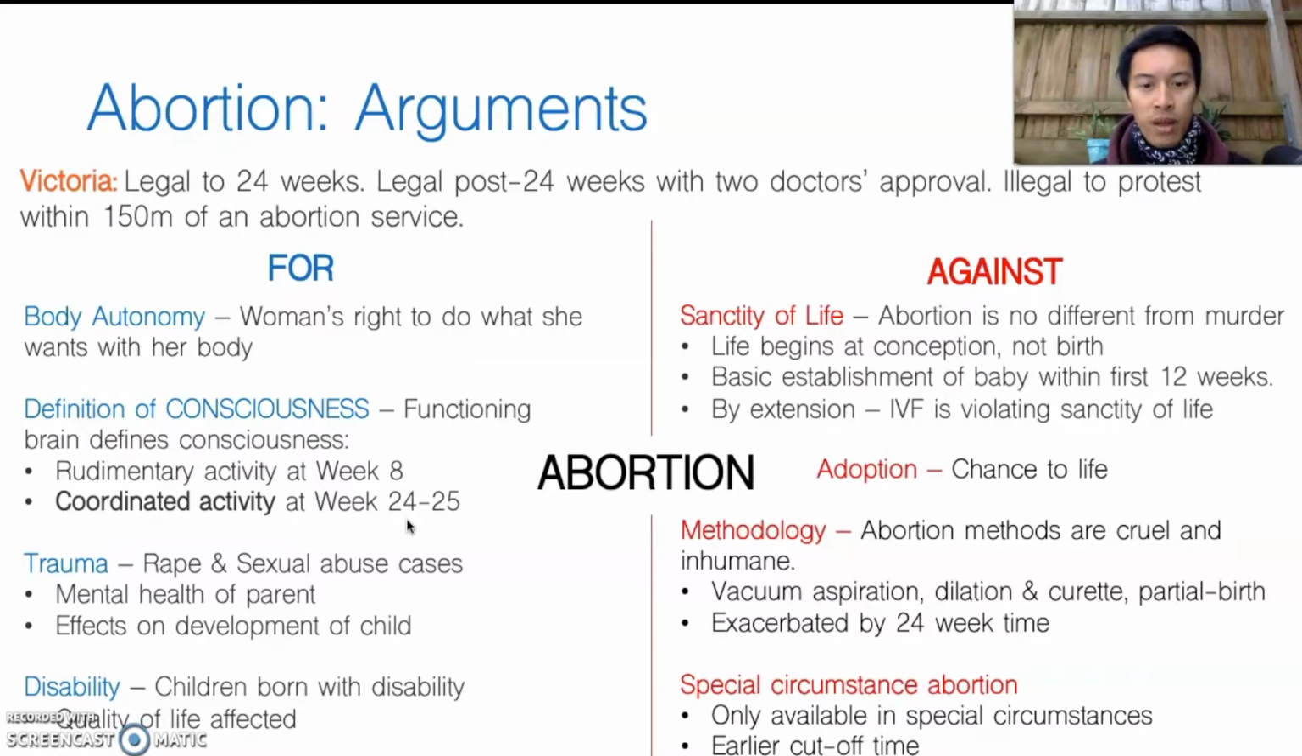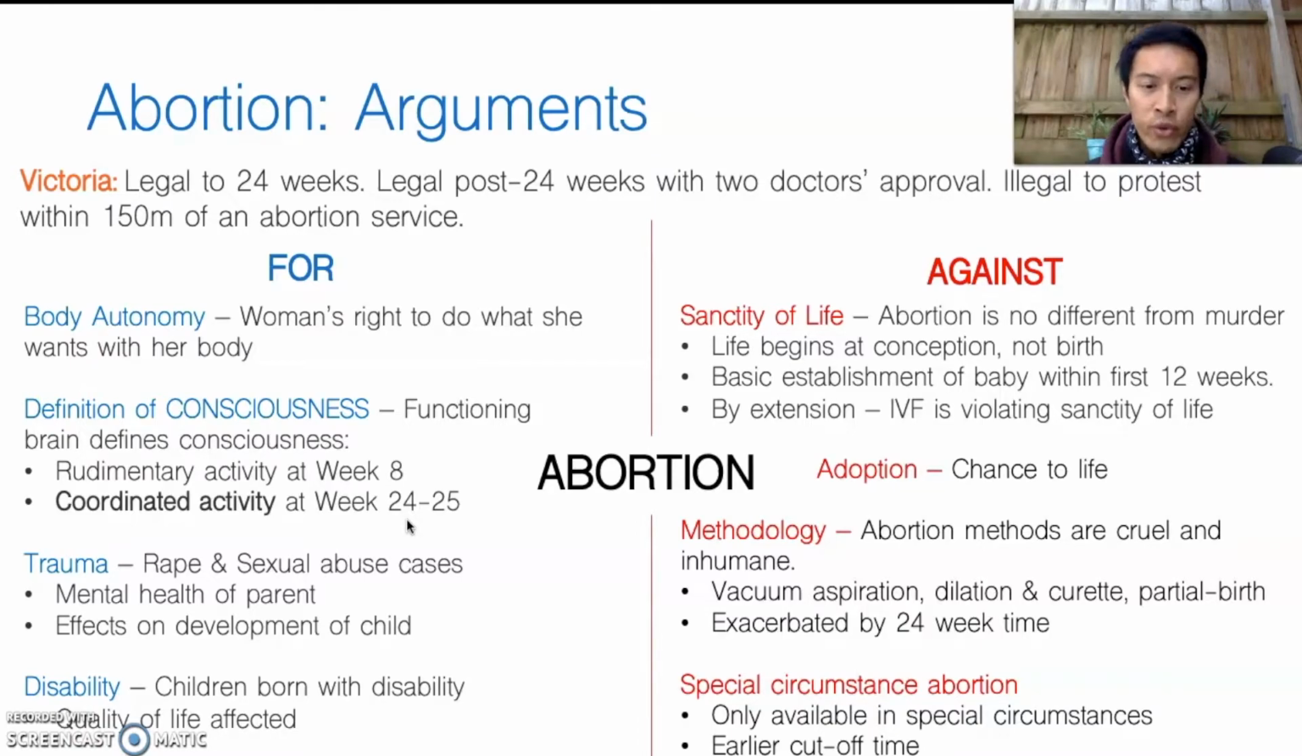Yeah. Now, these methodologies can be quite cruel and inhumane, but they're particularly exacerbated by this 24-week time frame. At 24 weeks, the baby is pretty much already the size of, let's say, a cantaloupe, right? And so it's already quite large, and these methods can be seen as quite hard, quite cruel at that stage already. And so the earlier it is, the quicker and less inhumane the process can be, right?